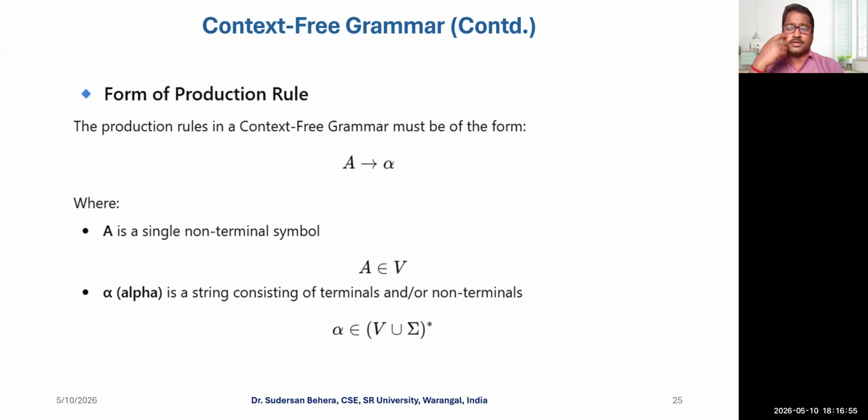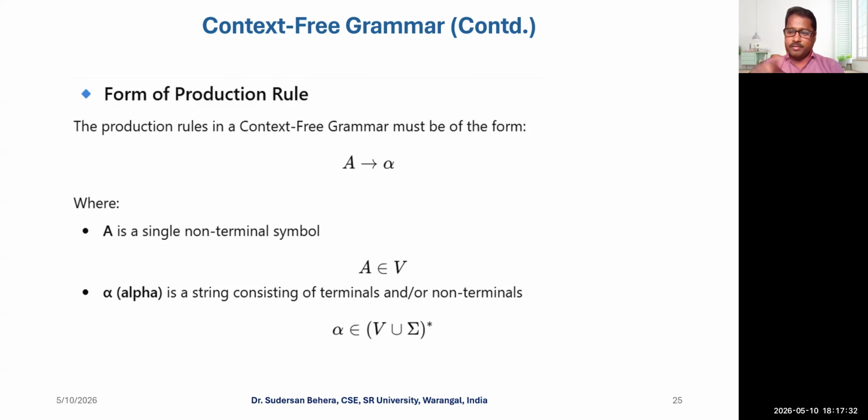If I say P is the production rule, is that sufficient? No, not at all. We have to know it formally. We have to know it in depth. So this production rule has a specific format. Coming to context-free grammar, the production rules of context-free grammar make it different from other grammar. And what is the form of the production rule?